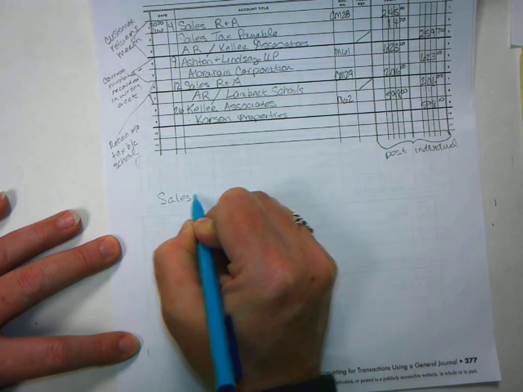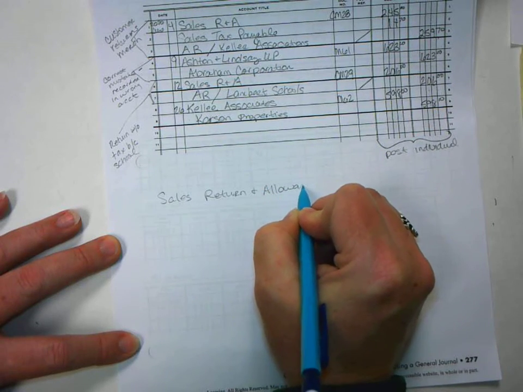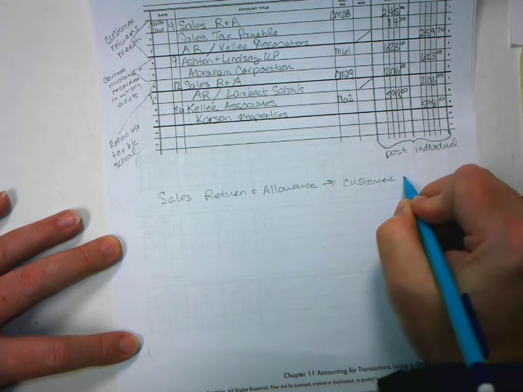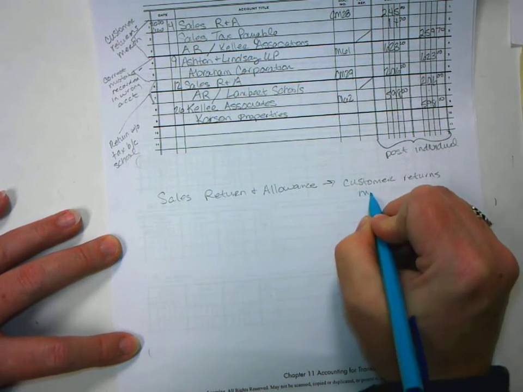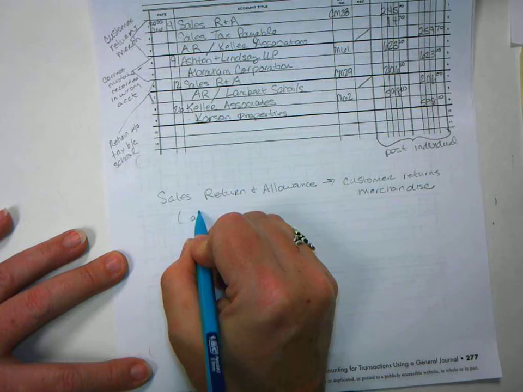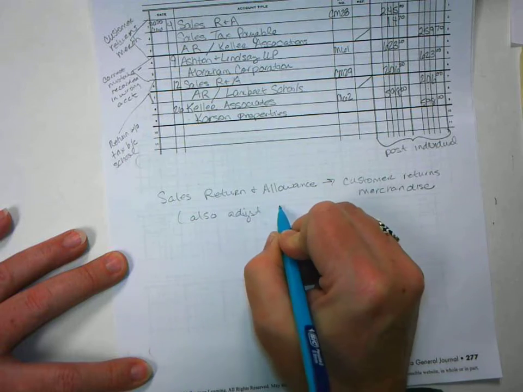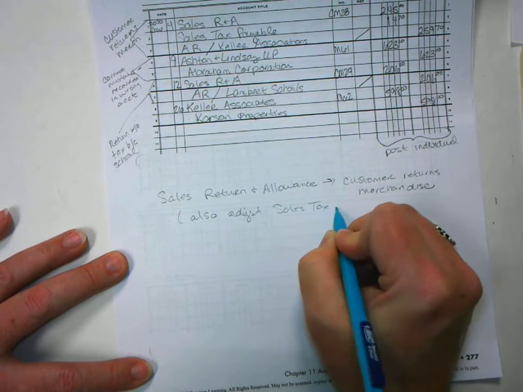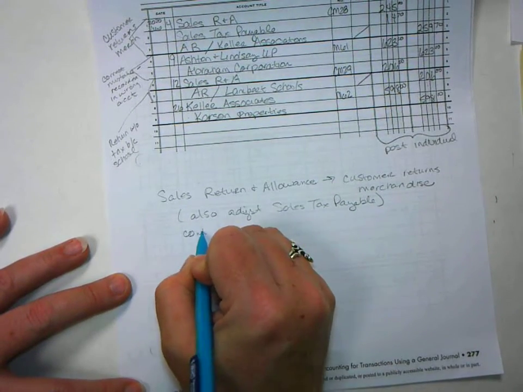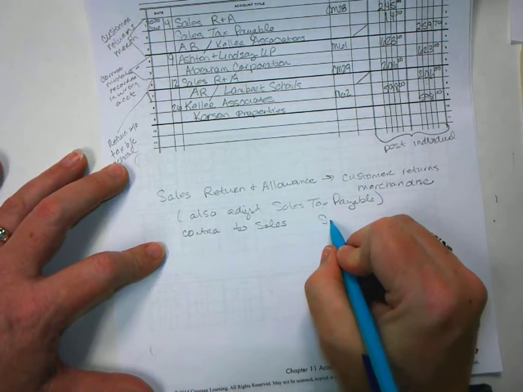And just to make a note here, a sales return and allowance is when a customer returns merchandise. You also need to remember to adjust sales tax payable. Okay, and this is a contra to sales. So we'll just take a look at those T's again.